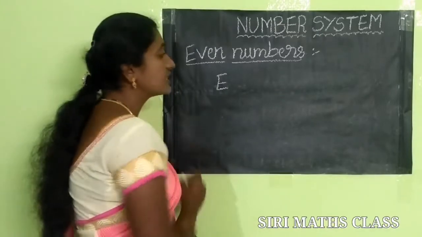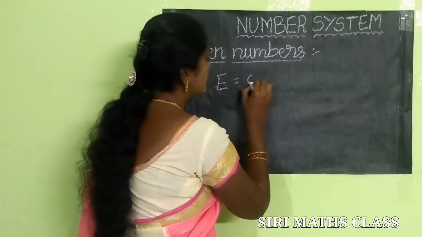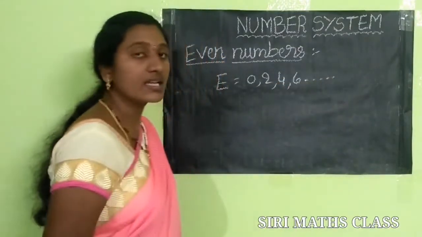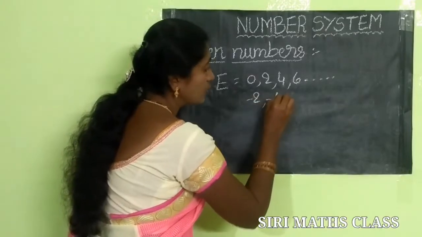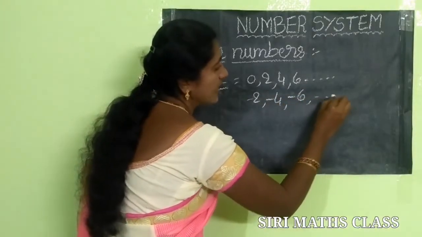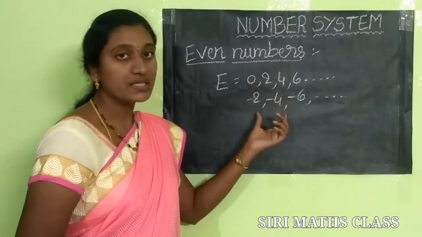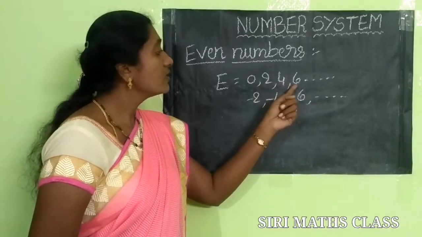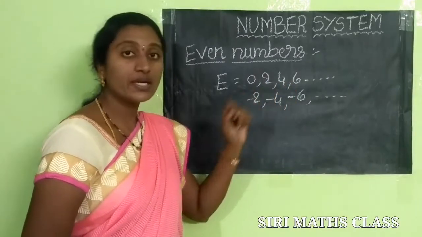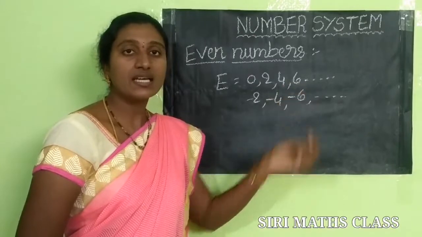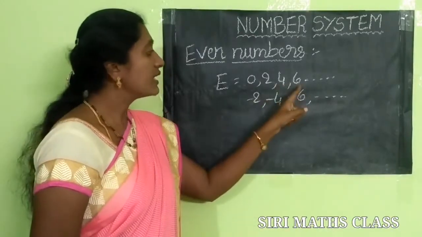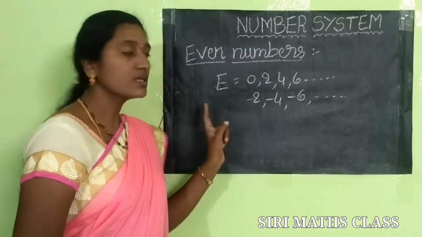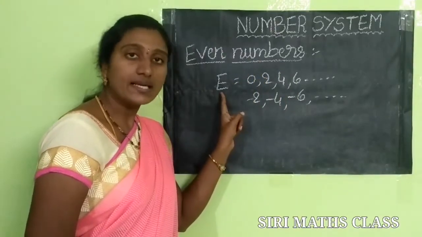Here we can check the even numbers. What are the even numbers? 0, 2, 4, 6 and so on are all even numbers. And also -2, -4, -6 and so on. See here, 4 divided by 2 is 2, and 6 is also divisible by 2, 3 times, and we get the remainder 0. So the number which is exactly divisible by 2 is called an even number. This is denoted by the capital letter E.